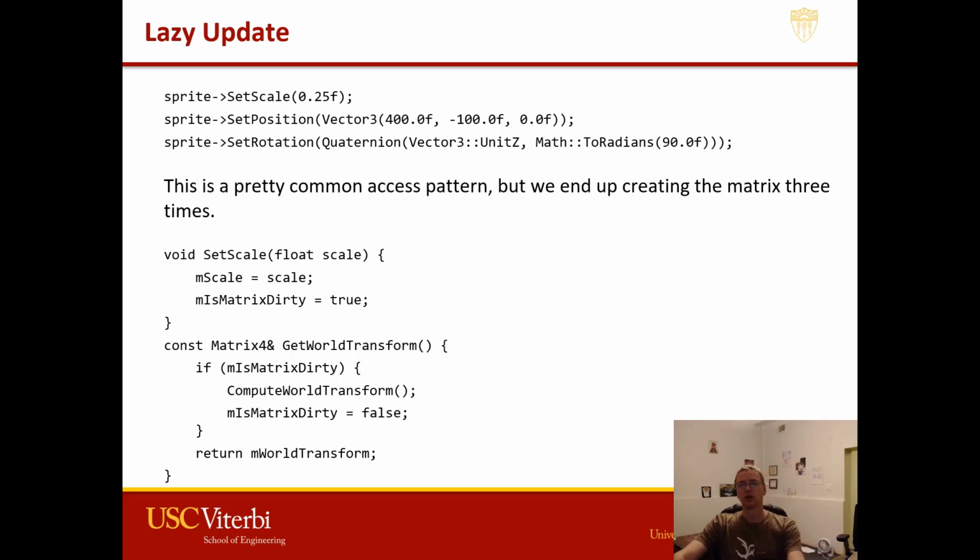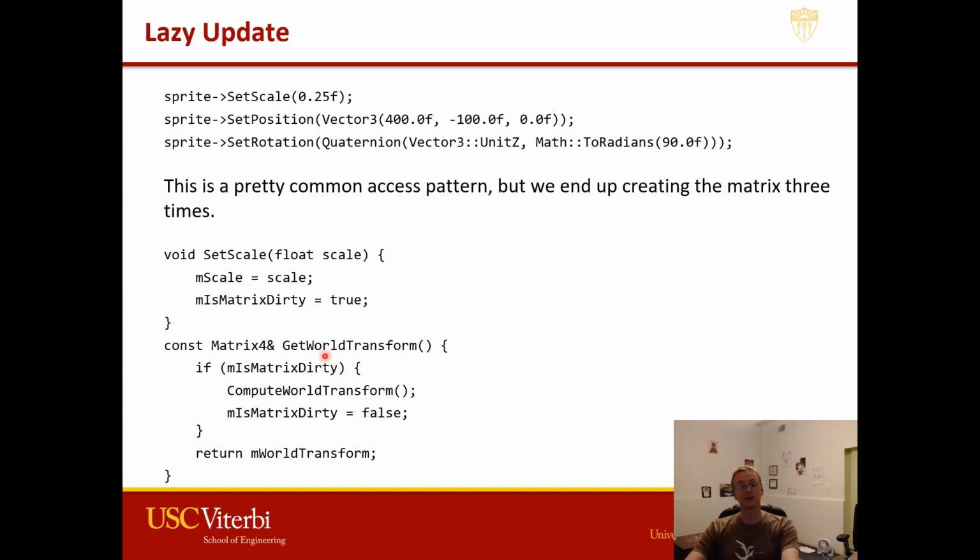Here's how it works. So let's take a look at that set scale function. For the set scale function, we would just store the scale in a member variable, right? We would copy that scale into the member variable and we would mark the matrix as dirty. We'd say that matrix is out of date, right? And we'd have similar functions for position and rotation where we copy the input value into a member variable and mark the matrix dirty. But we do not update the matrix until somebody calls get world transform.